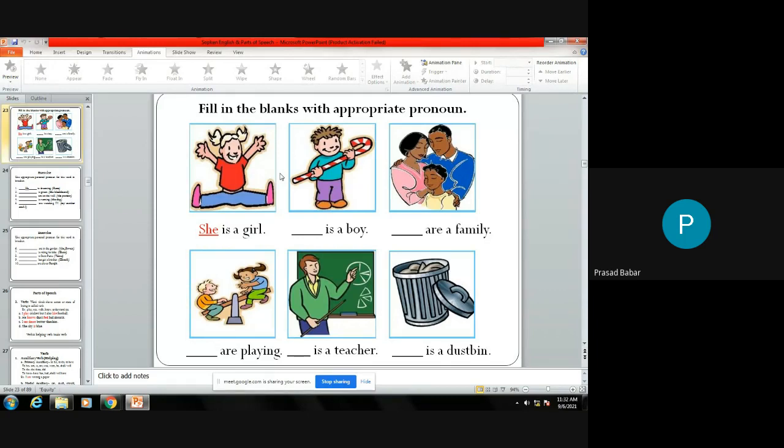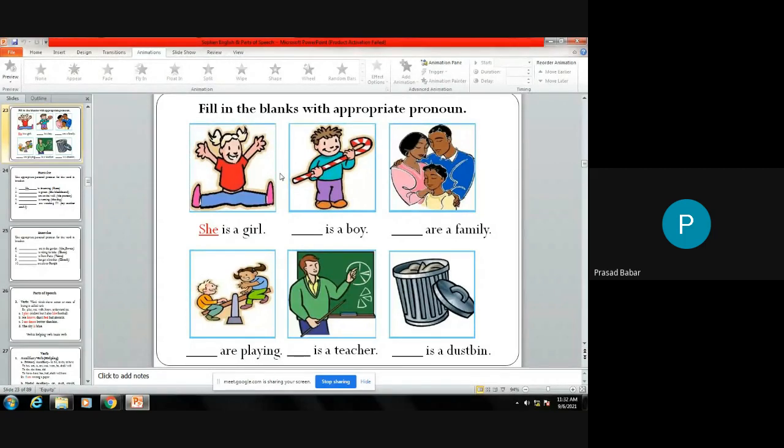Then next is a picture of a family. So which pronoun will we use here? We. Any guesses? They. Yes, they are a family. So we'll use here they.